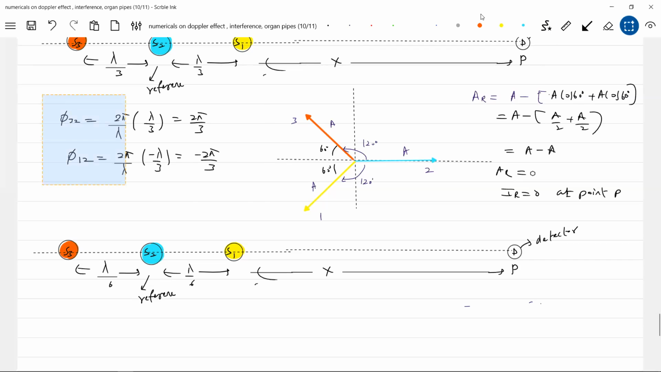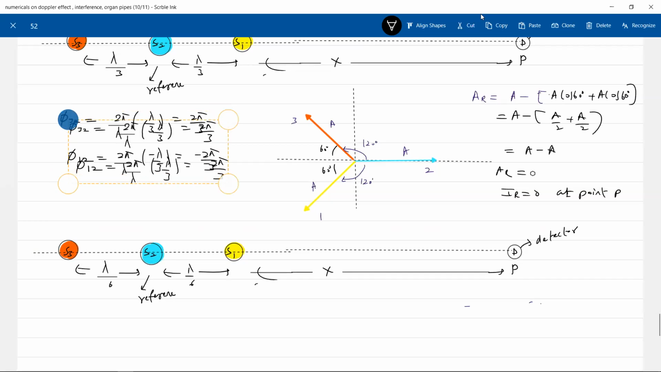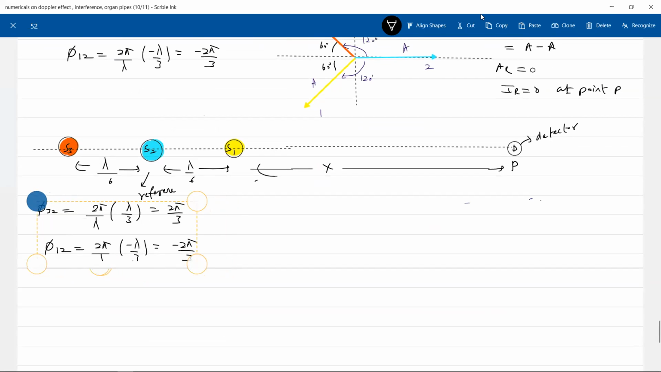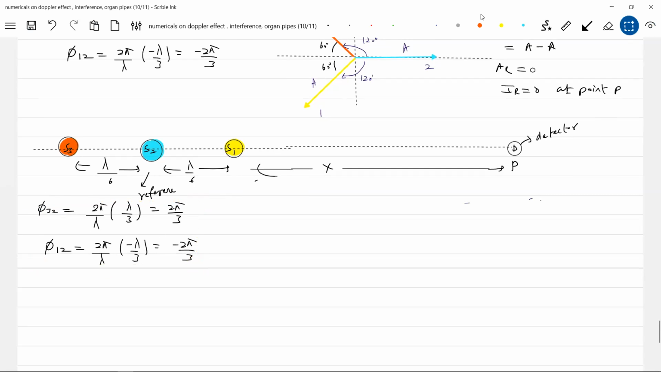This will be lambda by 6. So this will become pi by 3. This will be minus lambda by 6. So this will become minus pi by 3. Is it okay? Fine. So then we'll draw the phasor diagram.